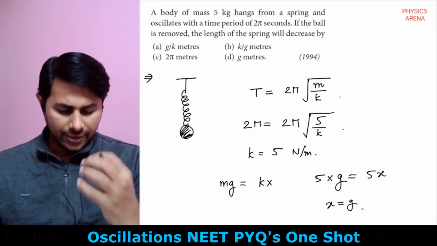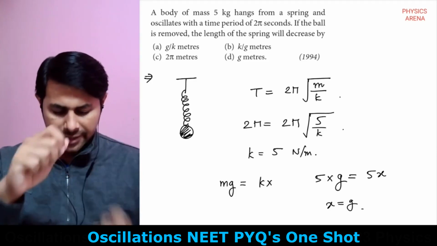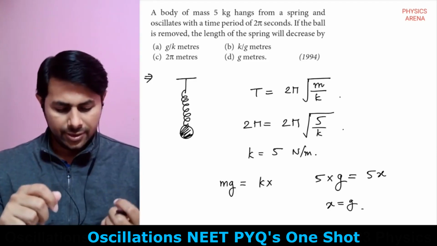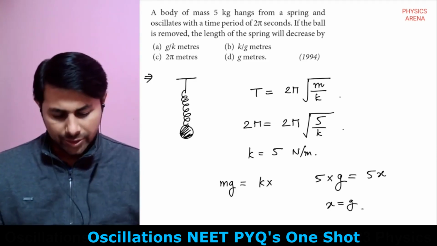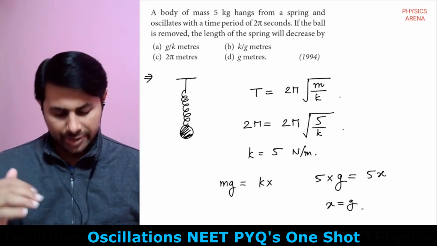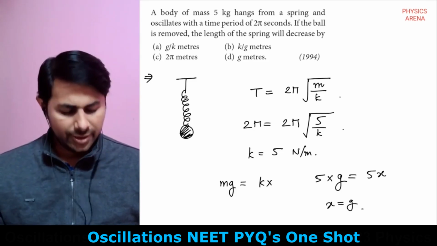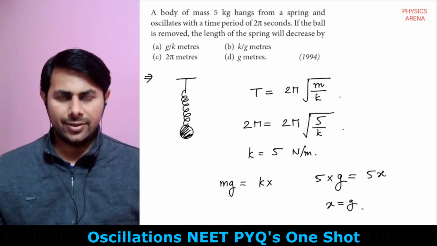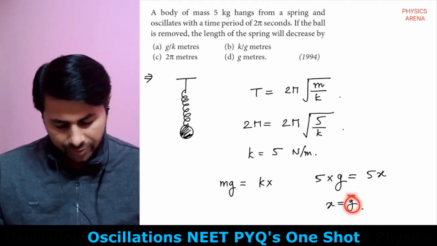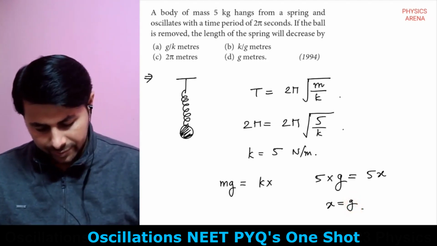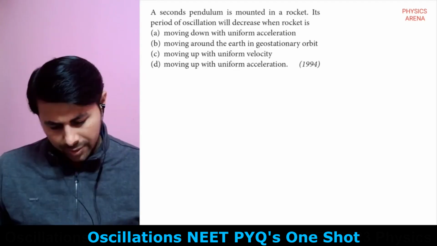So when the ball is there, the spring gets elongated by x. If it is removed, the length of the spring will decrease by what? It will decrease by x, which is equal to g meters. Option D. Next question.